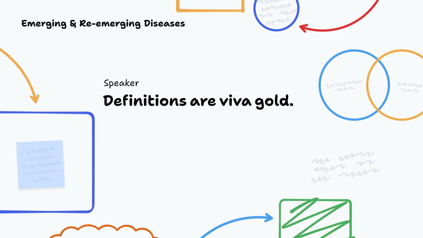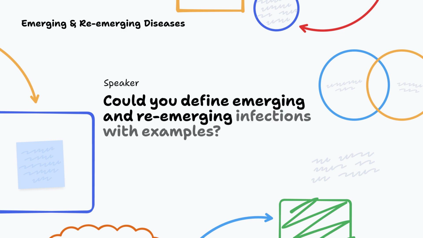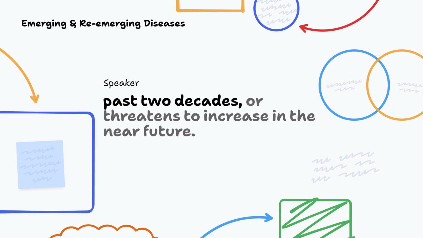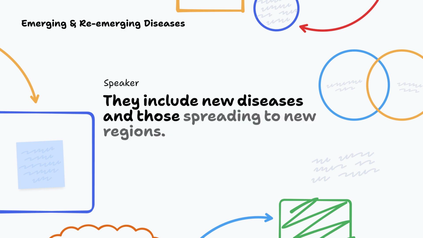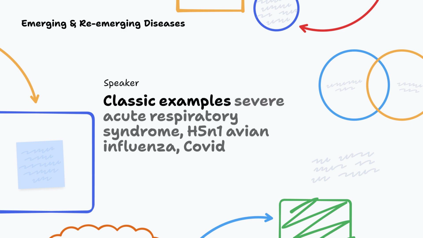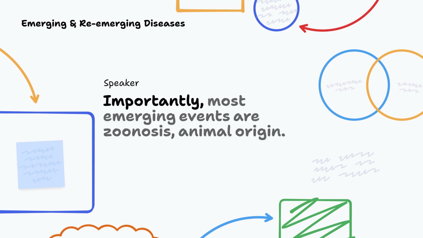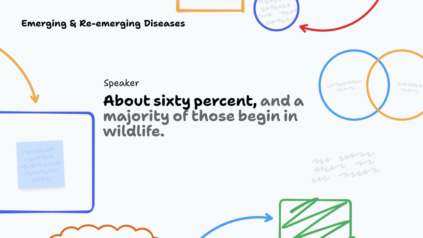Definitions are Viva gold. Could you define emerging and re-emerging infections with examples? Emerging infectious diseases are infections whose incidence in humans has increased in the past 2 decades or threatens to increase in the near future. They include new diseases and those spreading to new regions. Classic examples: severe acute respiratory syndrome, H5N1 avian influenza, COVID-19, HIV/AIDS, Ebola virus disease, and Lyme disease. Importantly, most emerging events are zoonosis, animal origin, about 60%, and a majority of those begin in wildlife.